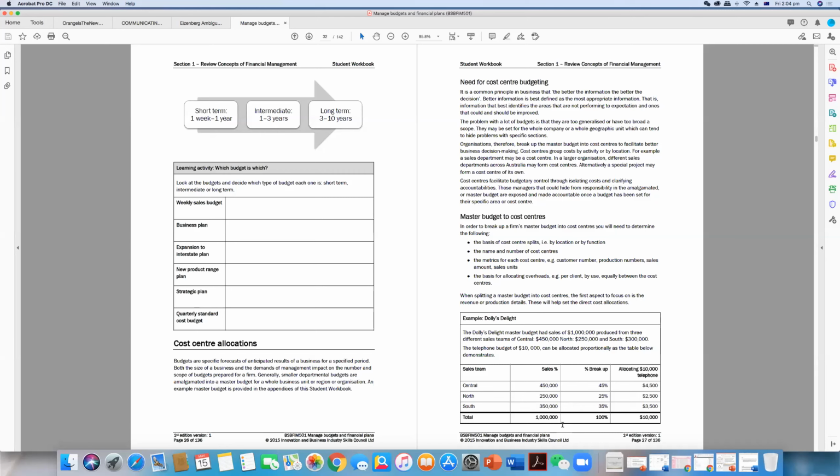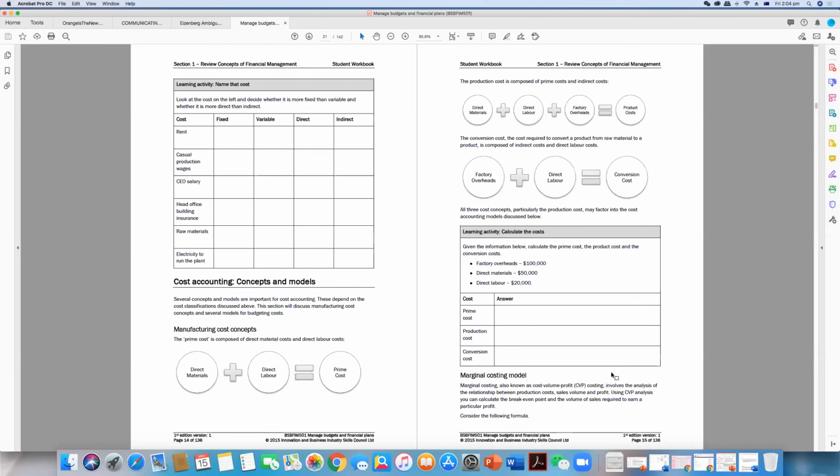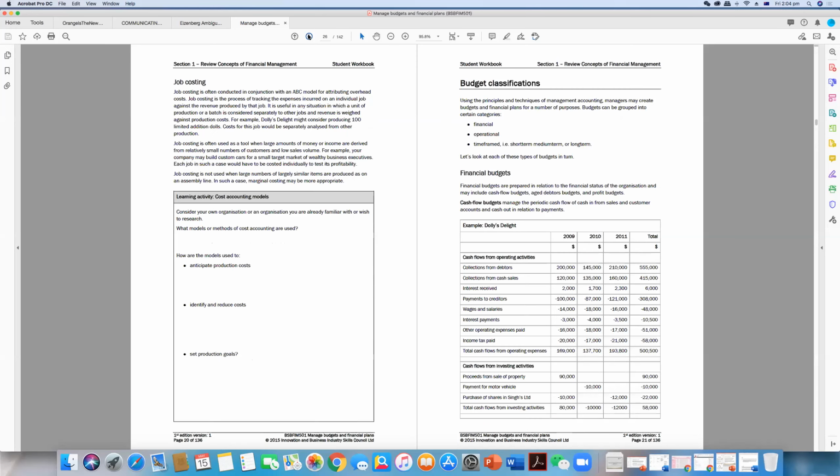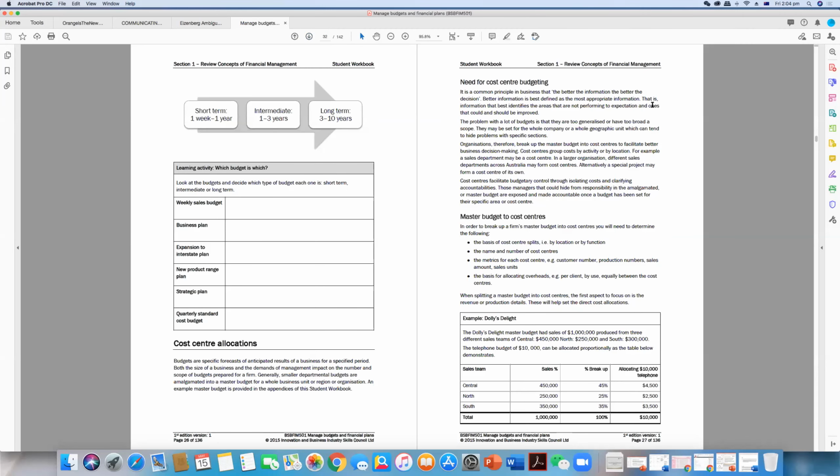You need to determine the basis of a cost center split, like by location or by function, like this one: Central, North, or South Australia. So you first need to have a master budget, like how much you have for your budget in general. Because we want to make it clear and prevent generalizing the budget, we use cost center budgeting, like in this example.